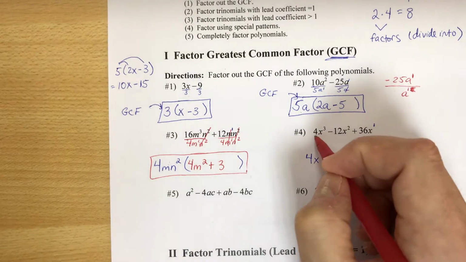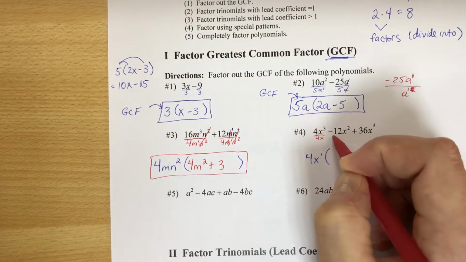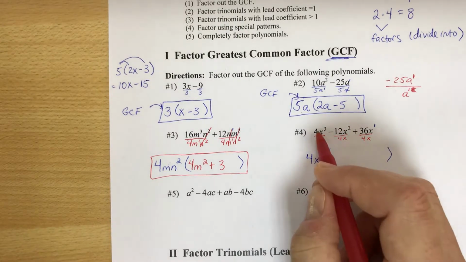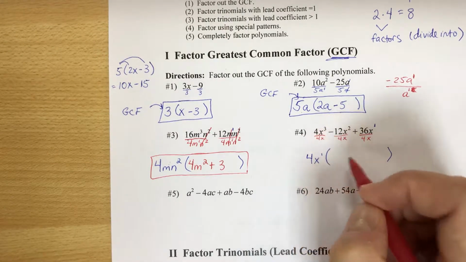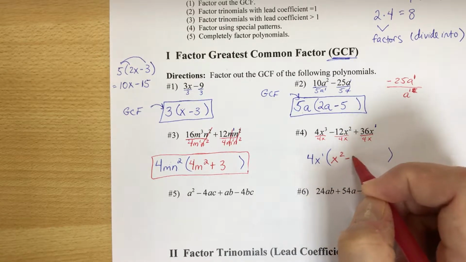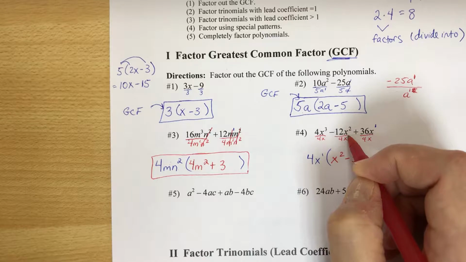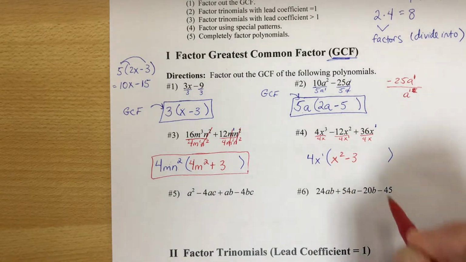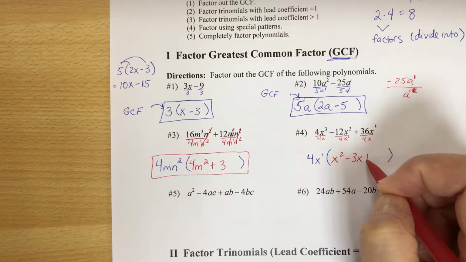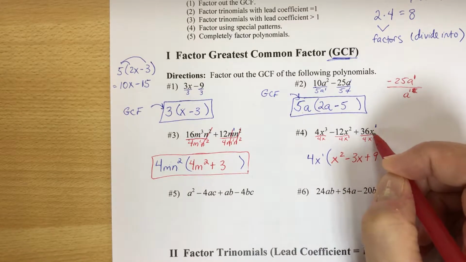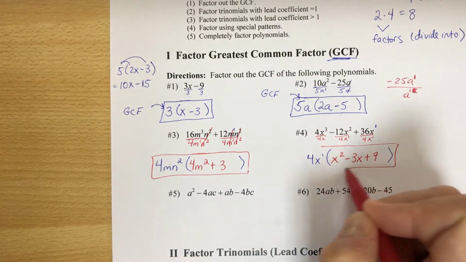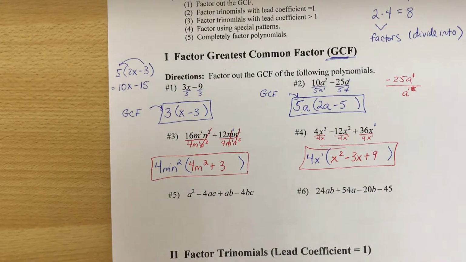To find what's left, we're dividing this out by 4x. Now this will be 1, and this will be x to the second. Minus 12 divided by 4 is minus 3. X to the second divided by x to the first is just x to the first. 36 divided by 4 is 9. X to the first divided by itself is 1. And that's all you can do.